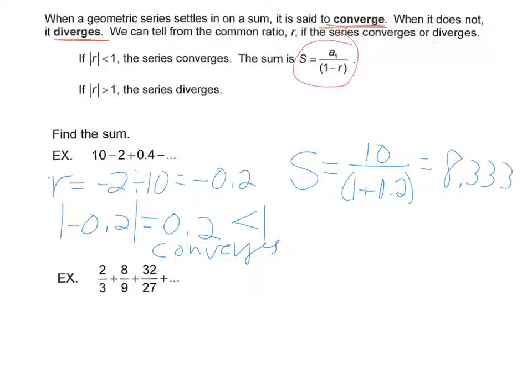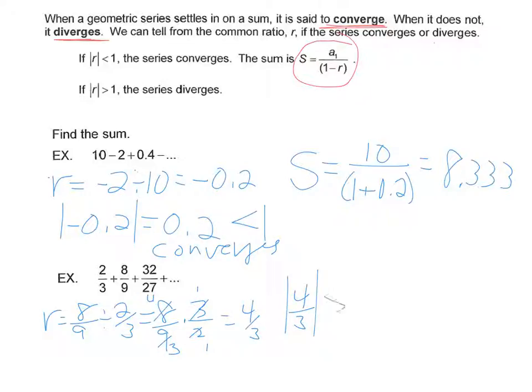Now in the second example, 2/3 plus 8/9 plus 32/27 plus forever. The common ratio is 8/9 divided by 2/3. Flip and multiply, 8/9 times 3/2, and you come out with 4/3. The absolute value of 4/3 is greater than 1, so this series diverges. It has no sum.